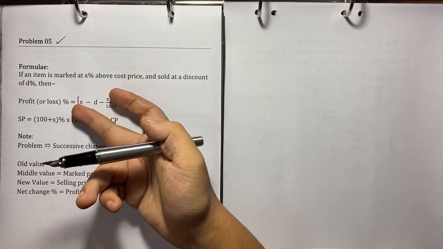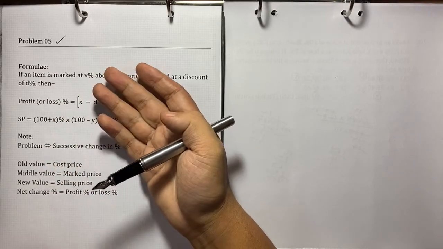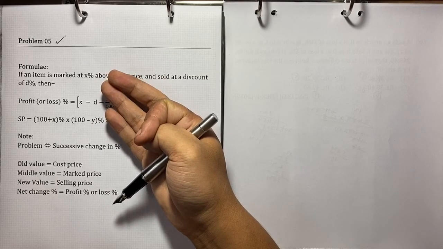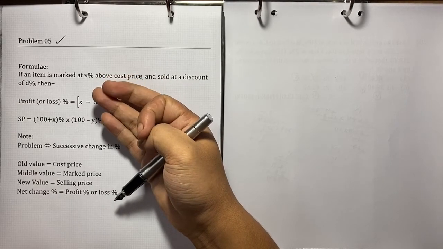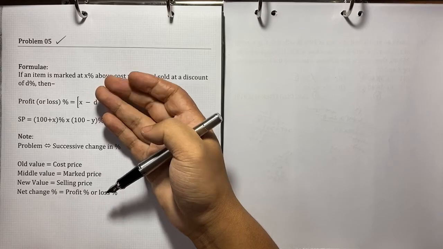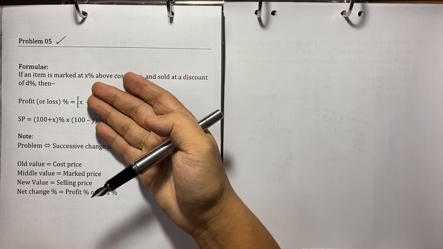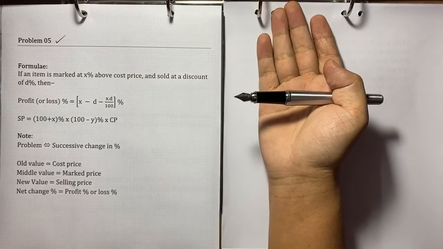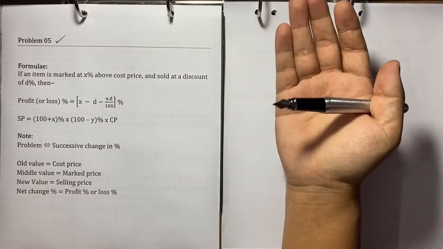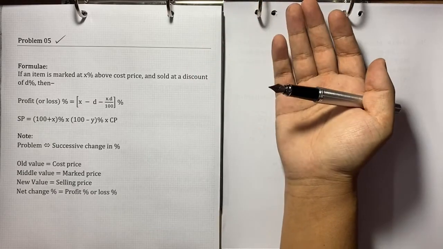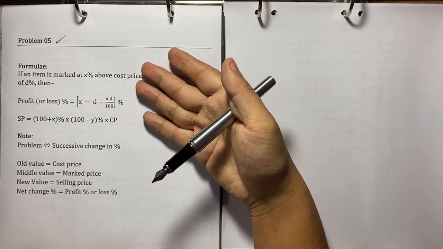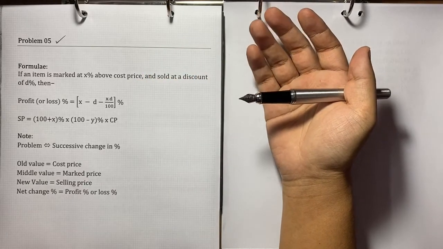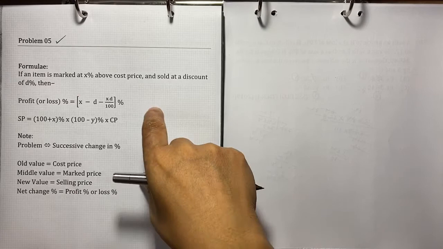Successive increase or decrease in percentage is an application in profit and loss problems, like an article exchanging multiple hands. In this discount chapter there is also one topic, successive discount, which is the same thing as successive decrease in percentage. I have explained successive increase or decrease in percentage in video number 1.3.